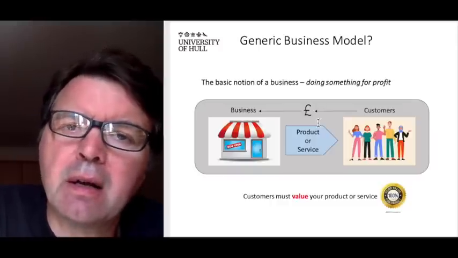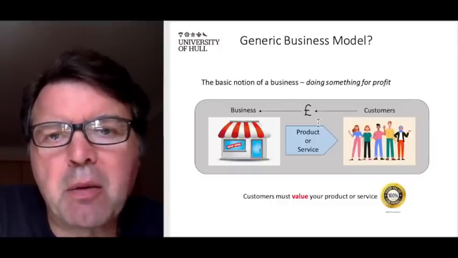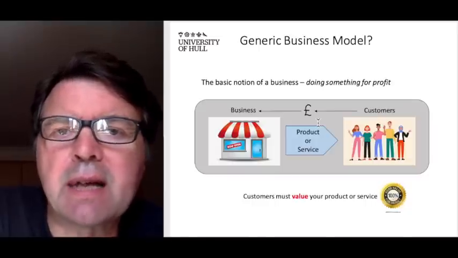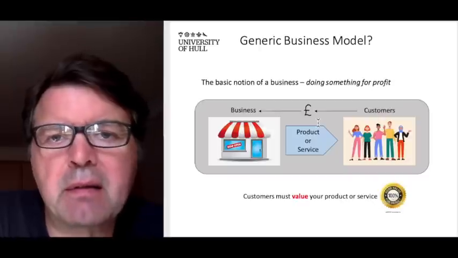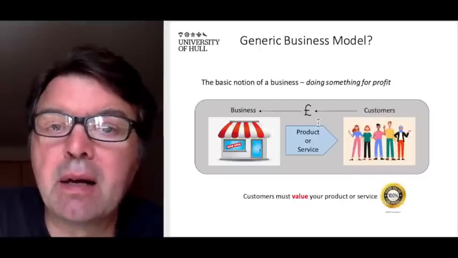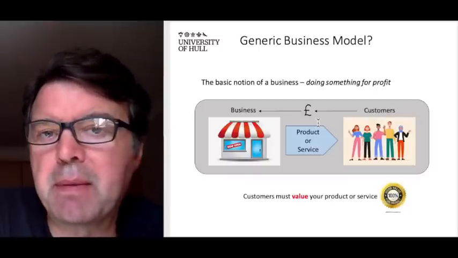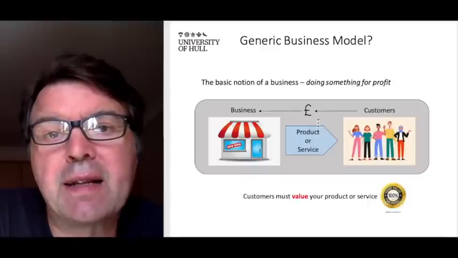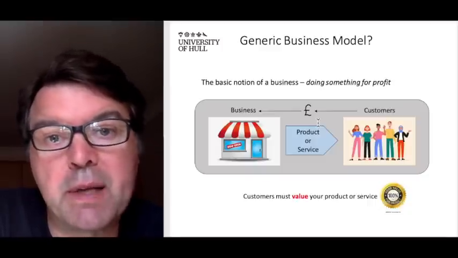Now, these days, obviously the big companies, the large corporations, and also companies using technology, this basic fundamental relationship can get quite complicated through the use of IT, for example, maybe the internet. But fundamentally, you'll find this basic sense of exchange at the heart of all businesses.